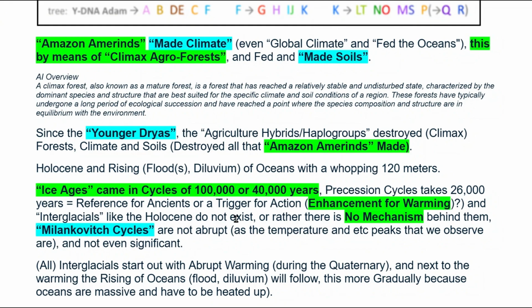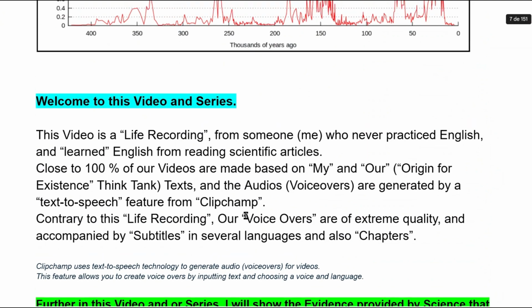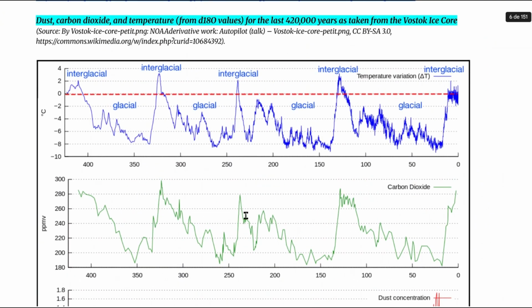So ice ages, at least the ones that we are looking at, come in cycles of roughly 100,000 years. You see this is a shorter one, this is a longer one, this is a shorter one. Roughly 100,000. So we're looking at 420,000 years. So we see one period, two periods, three periods, four periods.